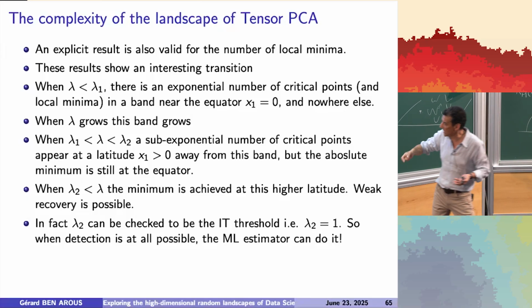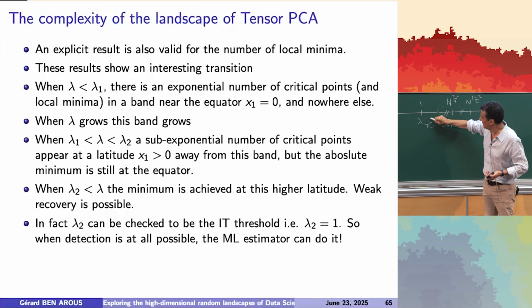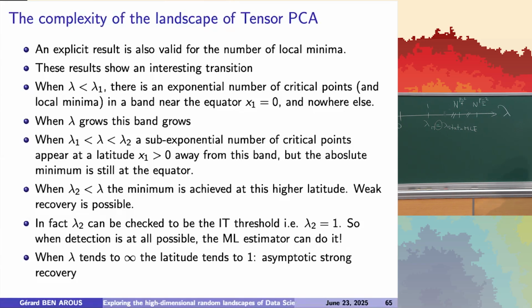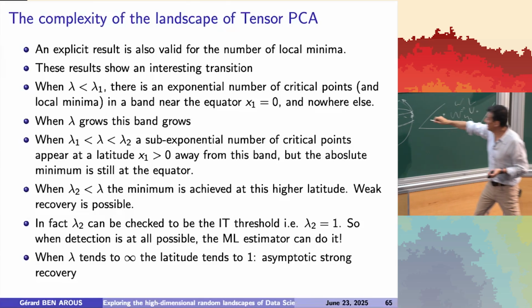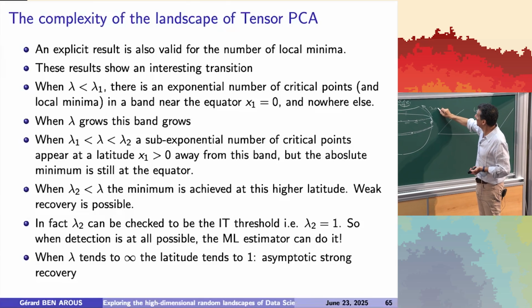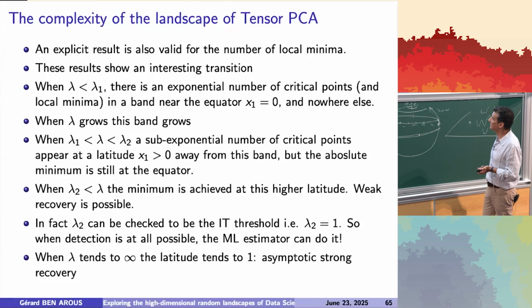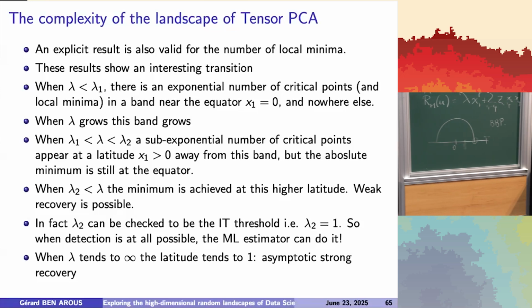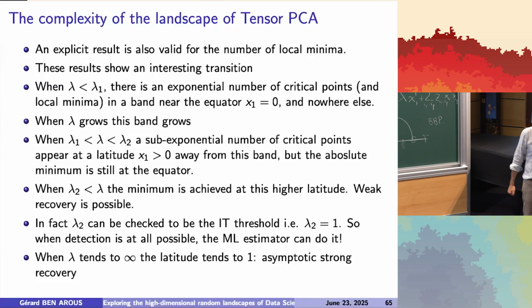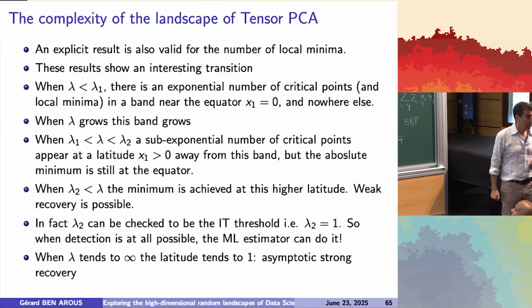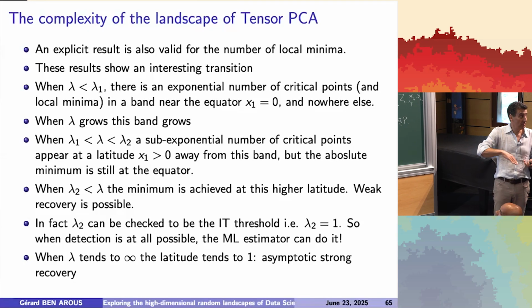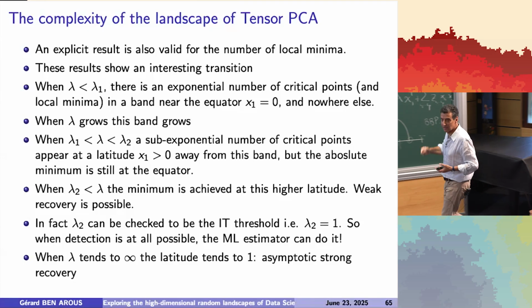This is the reason why we had this, right? When lambda tends to infinity, this latitude goes up, so we have an asymptotic strong recovery. Yes? And between lambda 1 and lambda 2, this appearance of new critical points does not contradict the fact that we cannot even detect, because, this is the fun part.